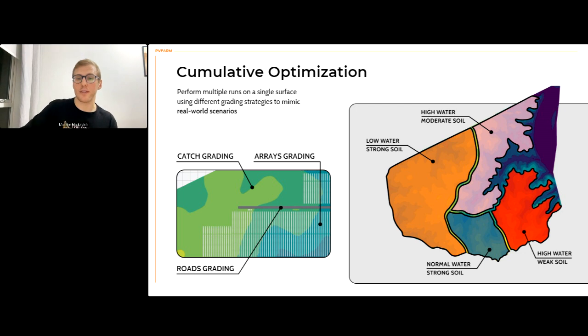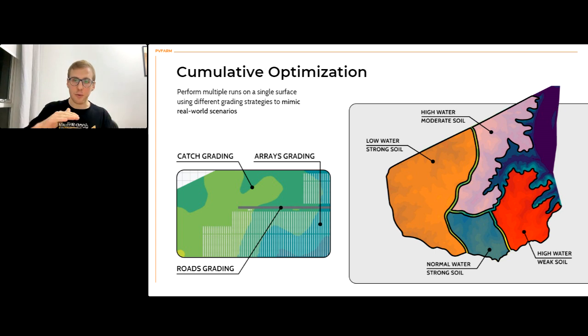But what's important is that you can see on the right scheme here that the site is usually broken down into high water level, normal water level, and low water level, right? And then moderate, strong, and weak soil. Based on those insights, we can apply a completely different grading strategy. This is, I would say, the so-called horizontal stacking direction, right?